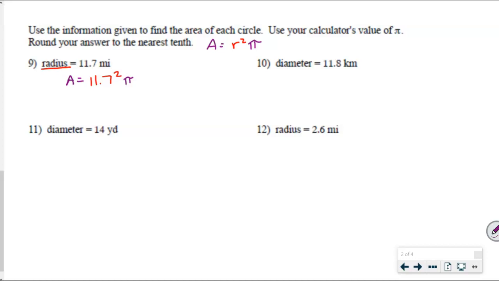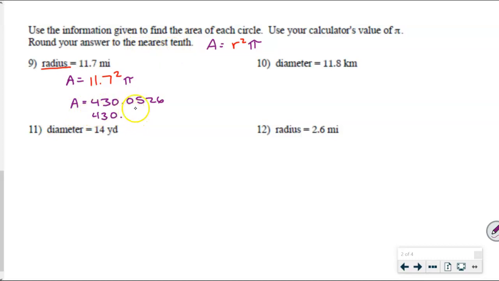11.7 squared times pi equals 430.0526. Round your answer to the nearest tenth means I need to keep the tenths place, but I need to look into the hundredths place to help me round.